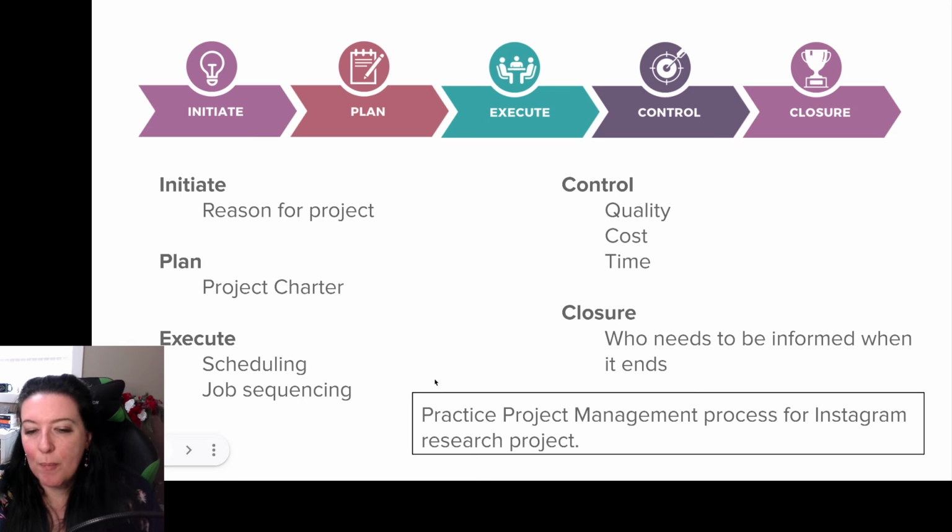So before we leave this topic about project management, take a moment and practice the project management process for the Instagram research project. What's the reason for the project? What are some of the components of the project charter? Can you come up with the scope, the objectives? Can you come up with some milestones? That includes the deliverables. We could attach some dates to them. Can you come up with some risks and the probability and the impact and some contingency plans to help reduce that? So pause the video, see if you can come up with that, and then let's look at an example.